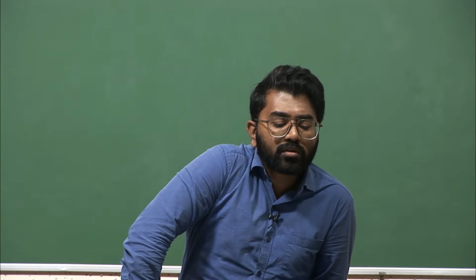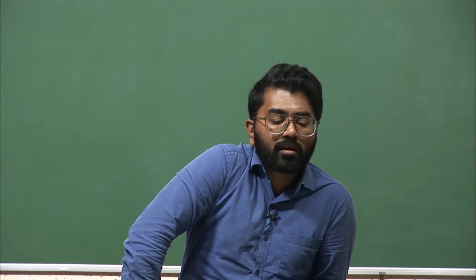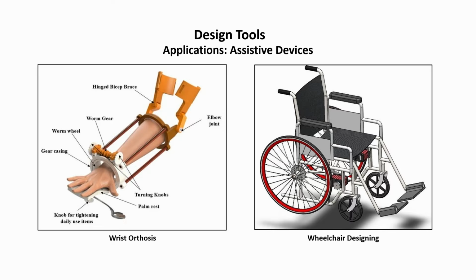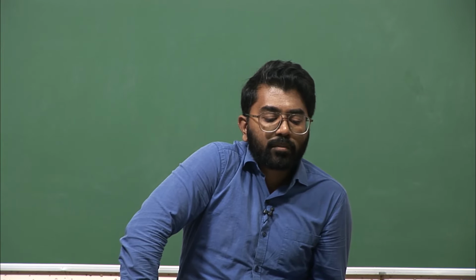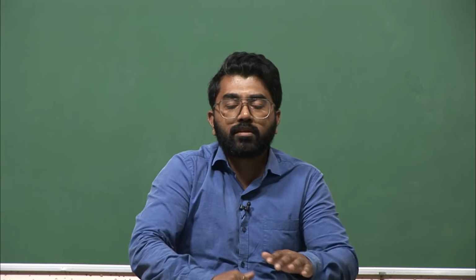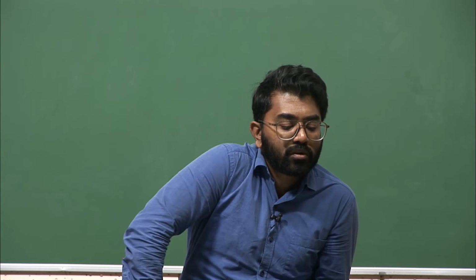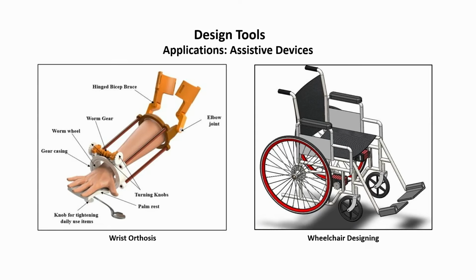So typically what this orthosis has is a hinged bicep brace. So basically it fits on the biceps where they still have a good amount of strength left, and there is an elbow joint from which the strength has actually gone down for this particular person. Then there is this gear casing, worm wheel and worm gear. So there are a lot of nice mechanical gear based assemblies, and there is a turn knob.